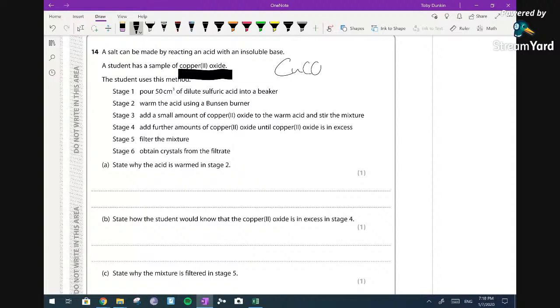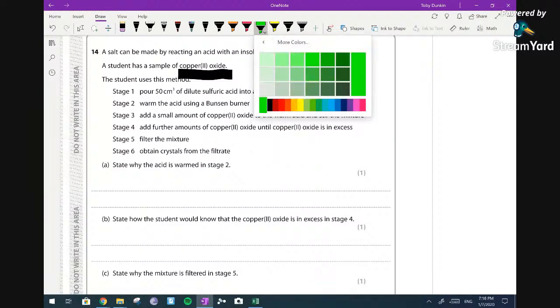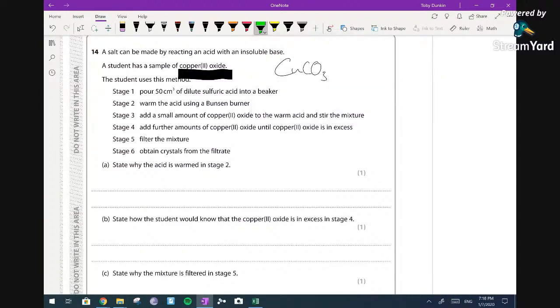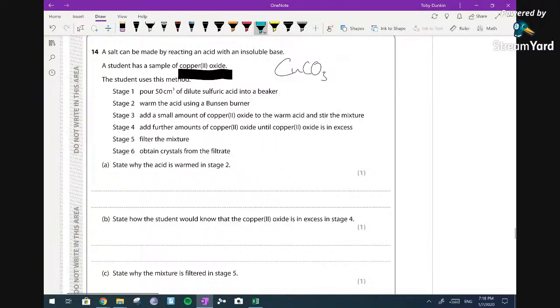Copper carbonate is blue-green. Just to let you know, by the way, that's actually turquoise, and it really annoys me that they don't allow it anymore. They want you to say blue-green from Edexcel. Really annoys me. Copper carbonate is blue-green.